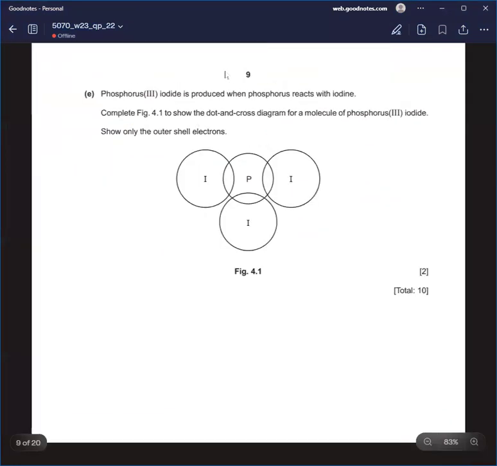Okay, so let's move towards the next part. Part E, phosphorus triiodide is produced when phosphorus reacts with iodine. Complete figure 4.1 to show the dot and cross diagram for a molecule of phosphorus iodide. So we know that valence electrons will be full, I mean, like they are bonding, so they'll be full.